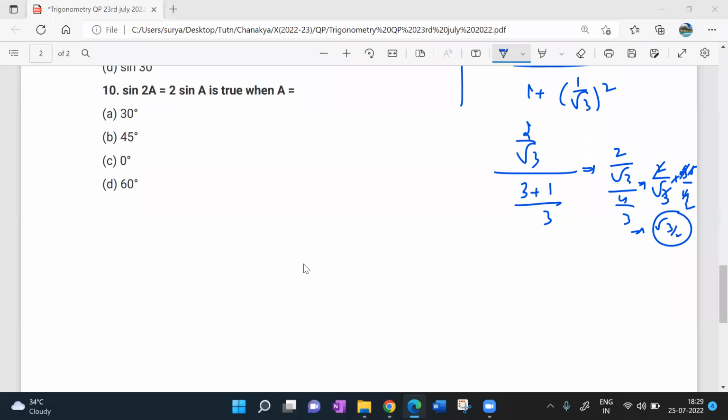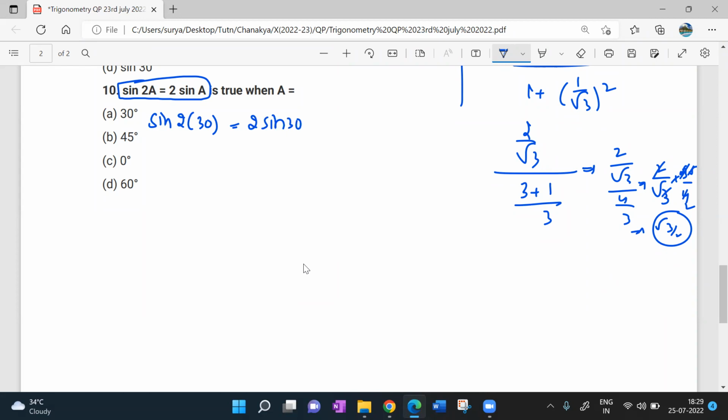Look at it here. Sin 2a is equal to 2 sin a. Is it true for what value of a? Look at it, you check. If I substitute a value as 30, sin 2 into 30 is equal to 2 times of sin 30.